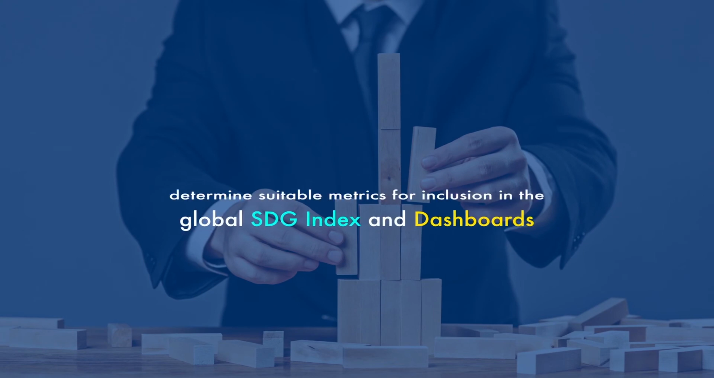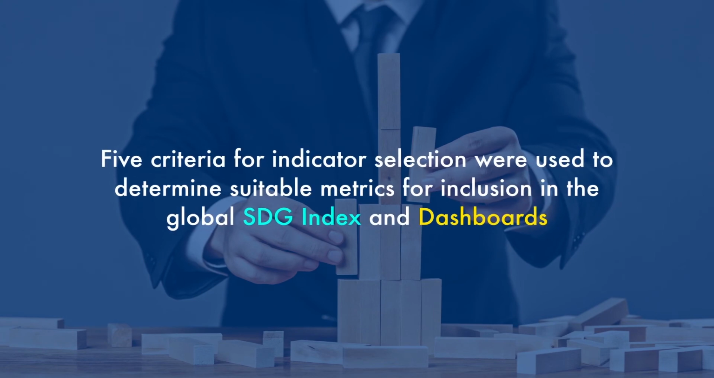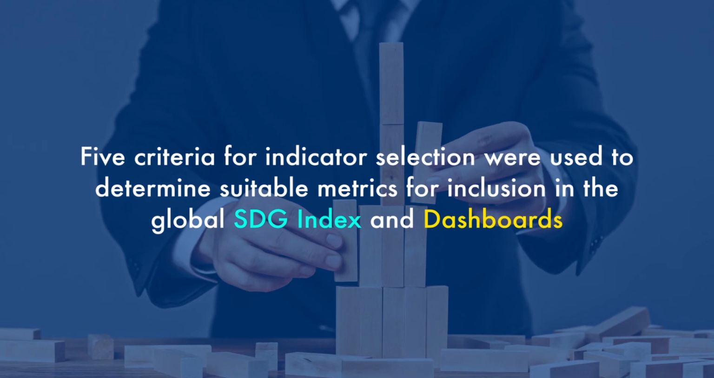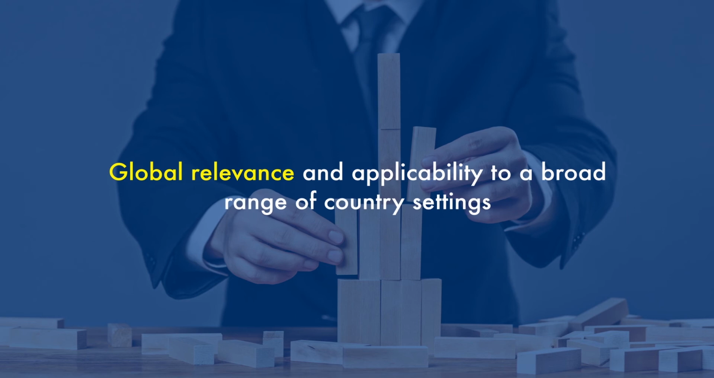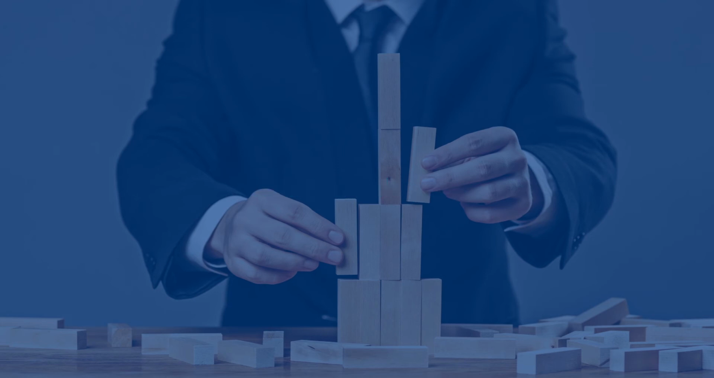In the SDG indicators also, five criteria for indicator selection were used to determine suitable metrics for inclusion in the global SDG index and dashboard. They are global relevance and applicability to a broad range of country settings, statistical adequacy, timeliness, data quality, and coverage. So this is how the indicators are developing across the globe.